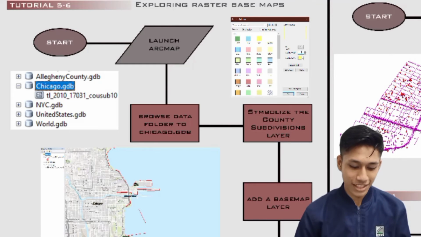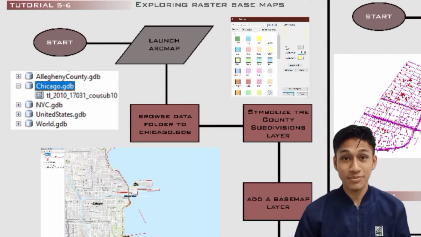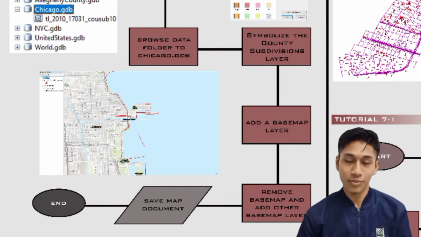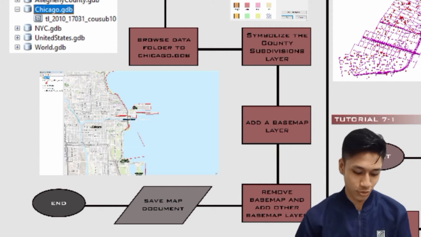And next is tutorial 5.6, which is exploring raster-based maps. It is about a raster base map by using base map features, and from there we can choose which base map that we want to use.